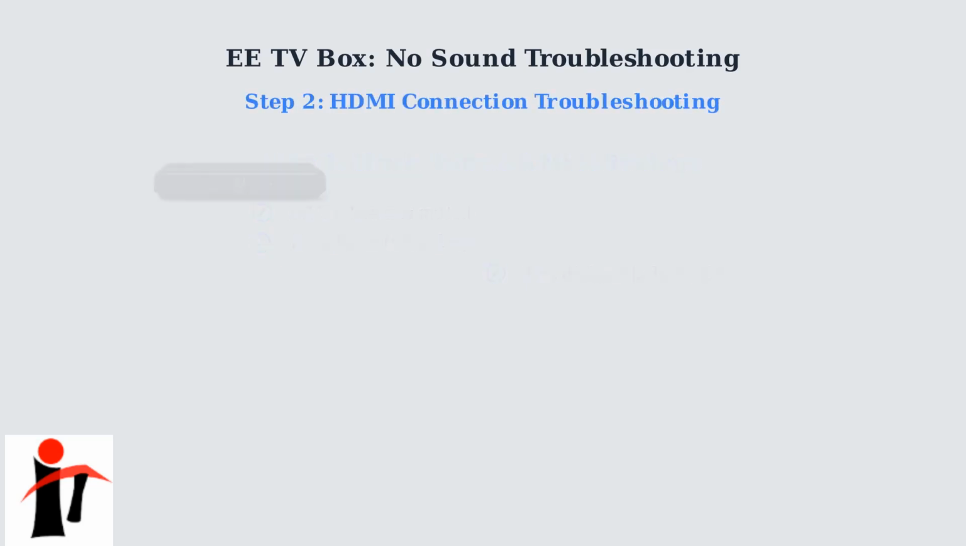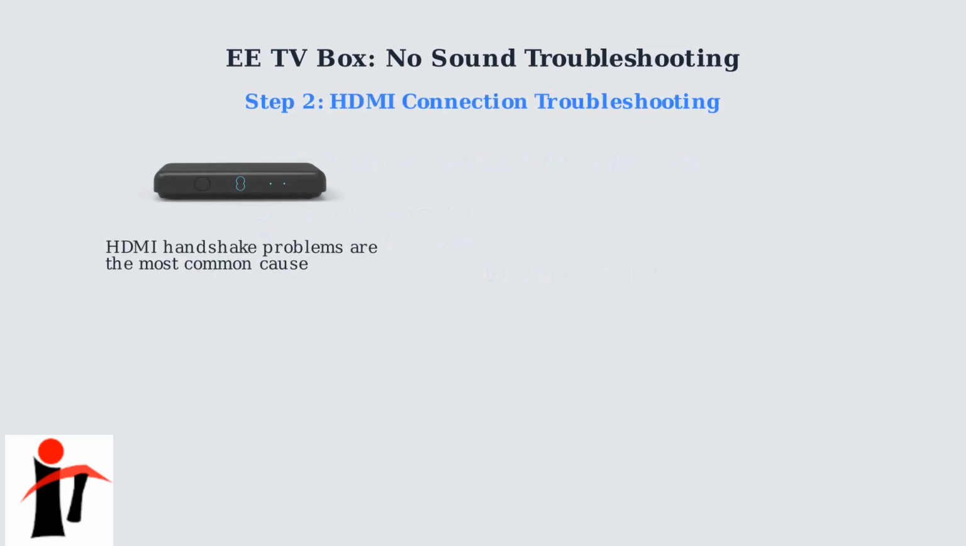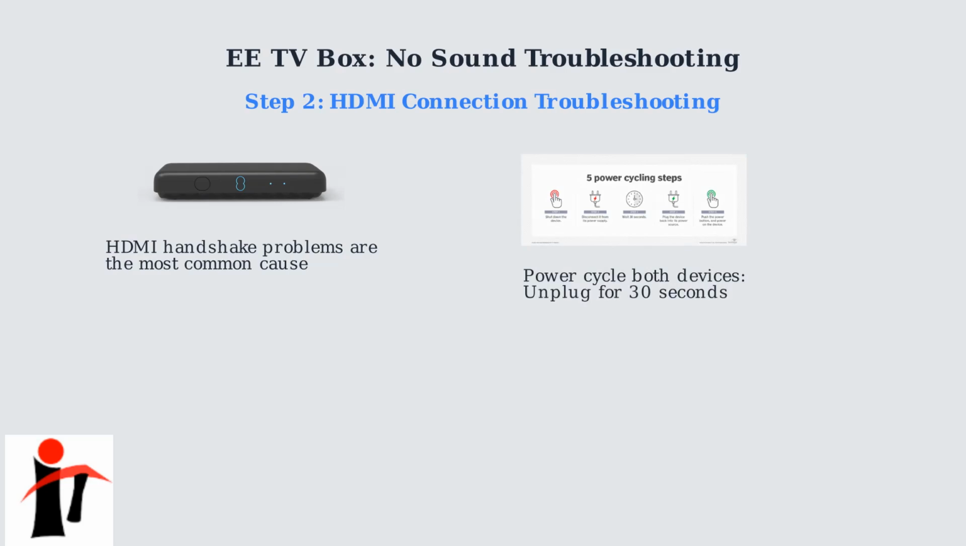If basic checks don't solve the problem, focus on HDMI connections. HDMI handshake problems between your EETV box and TV are the most common cause of audio issues. Start by power cycling both your EETV box and TV. Unplug both devices from power for 30 seconds, then plug them back in. This resets the HDMI handshake process.